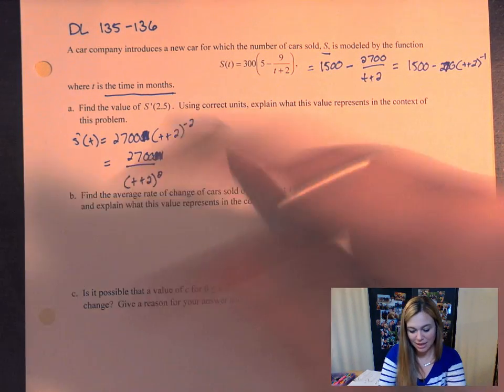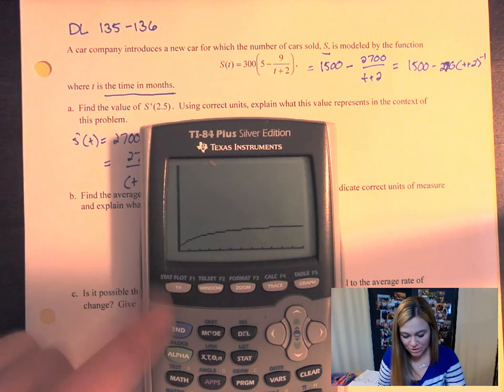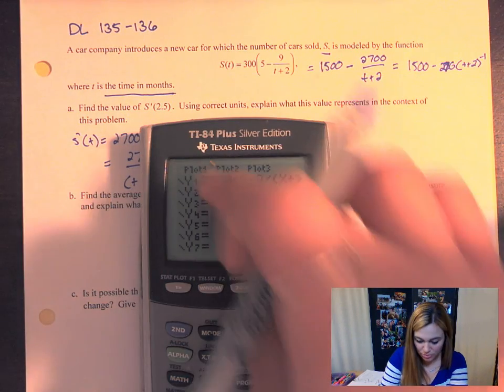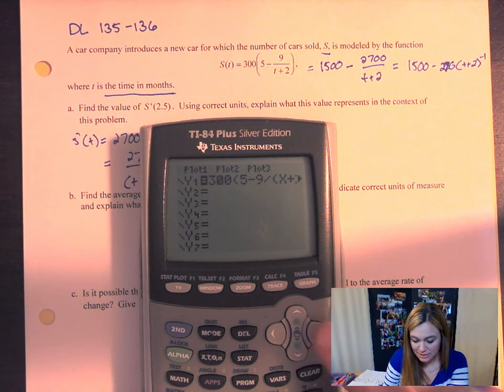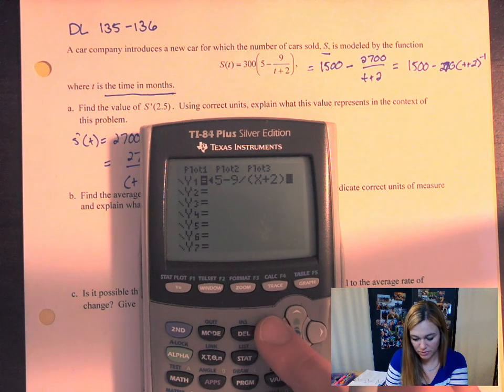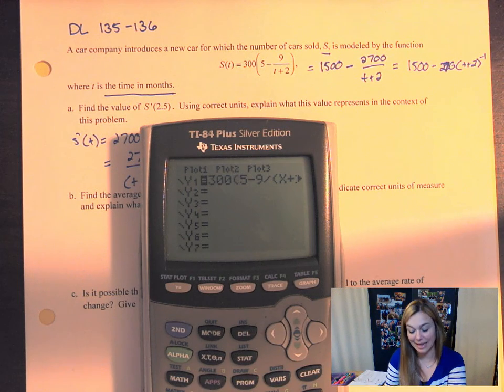I could do this, or I could just use my calculator on this one. I already graphed this, but if you go to y equals and plot 300 times (5 minus 9 over (x plus 2)), make sure that when you divide, you put x plus 2 in parentheses. Because I was doing 300 times that whole thing, I need the parenthesis at the end also.